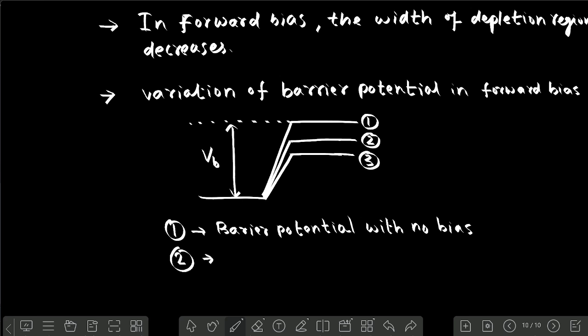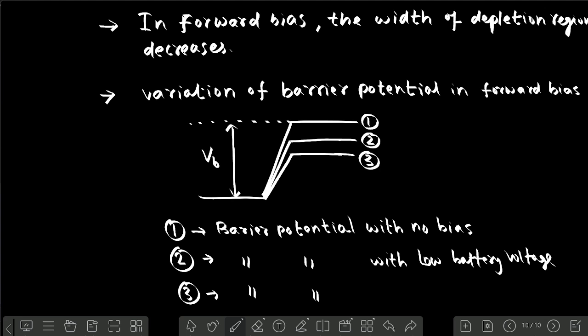Number 2 is what? Barrier potential with low battery voltage. See, the same barrier potential with low battery voltage. And listen, number 3, the same barrier potential with high battery voltage.